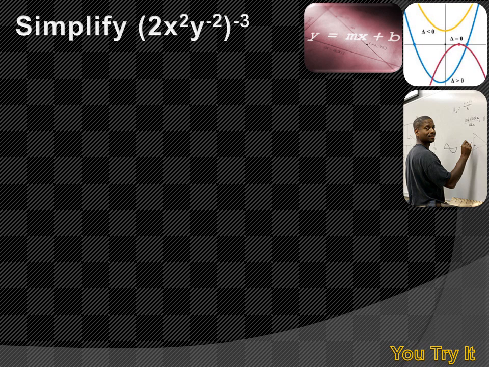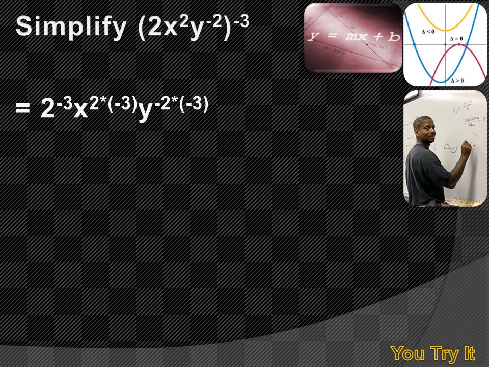Well, how do I distribute that minus 3 to the things inside the parentheses? Well, I have to distribute it to each of the terms individually. I've got to take that 2 to the minus 3 power. My next term is x squared. I need to take that to the minus 3 power. My third term is y to the minus 2, and I need to take that to the minus 3 power.